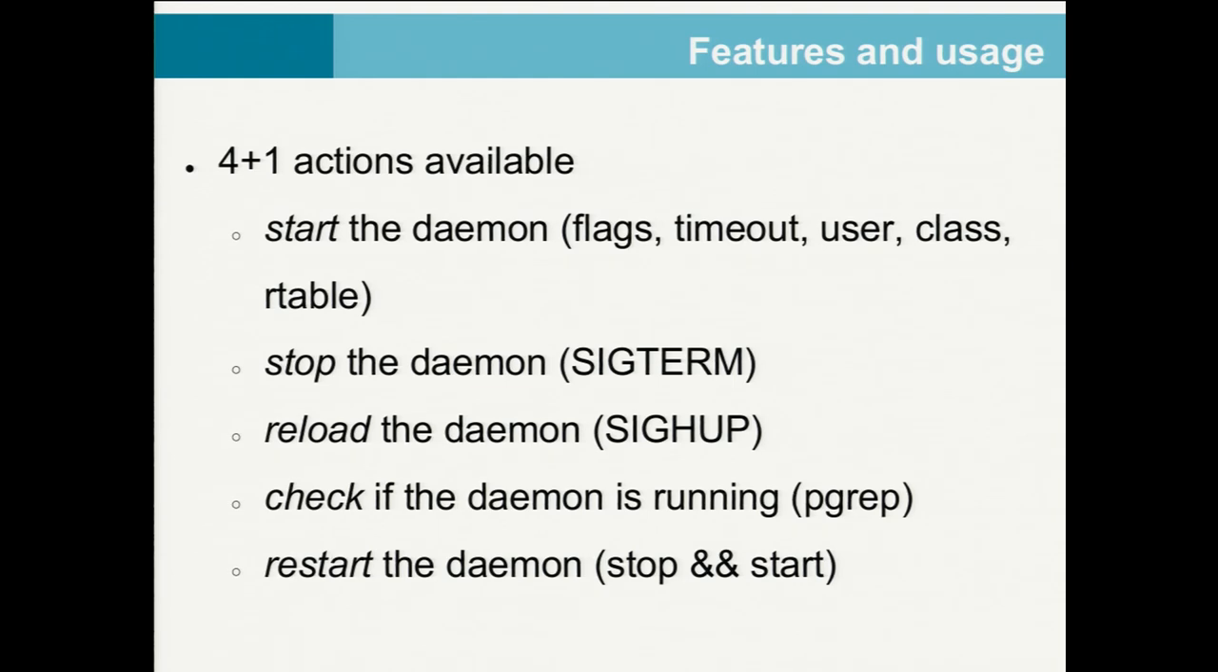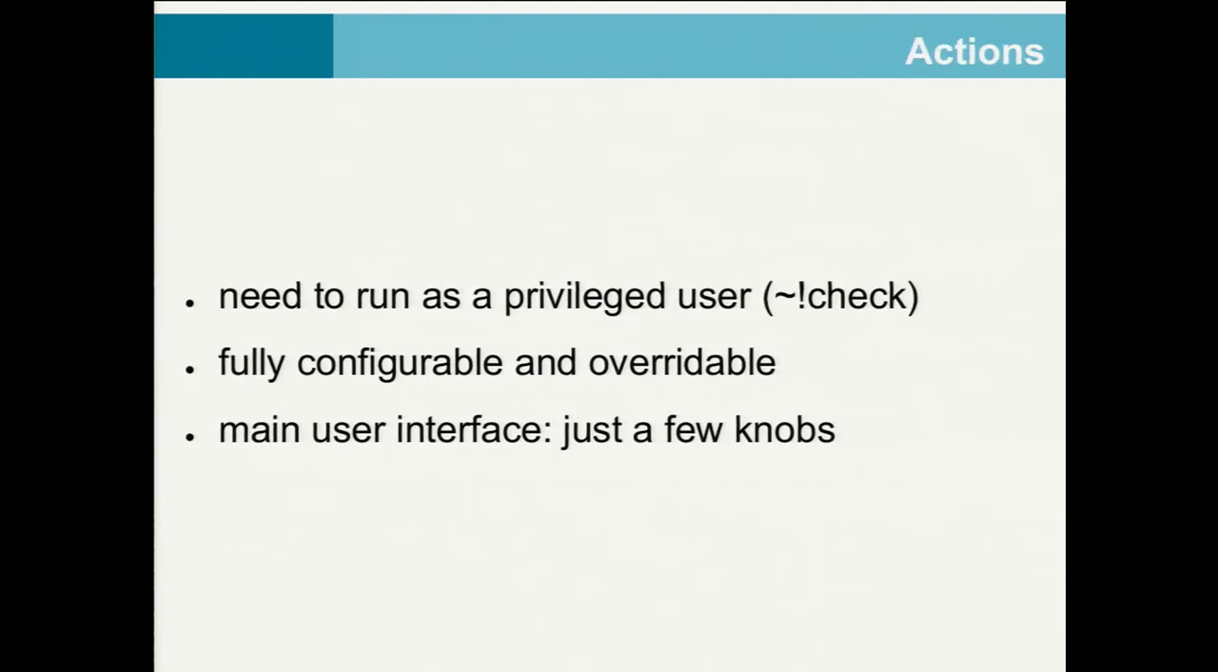These are the very basics. We'll see exactly in detail how it's done, because matching daemons is kind of hard. So all of these actions need to be run as a privileged user, except for the check action. Although it can happen that the check action also needs privileges. We'll see about that a bit later. All these actions are fully configurable and overridable. These are only defaults. Like when I say the stop action sends a SIGTERM to the process, you can completely override that in the rc.d script itself. Same thing for the reload action, because kill -HUP doesn't always do what you think it does. And since it was the main user interface, we really tried to keep as few actions as possible. So we didn't want to do like force start or whatever.